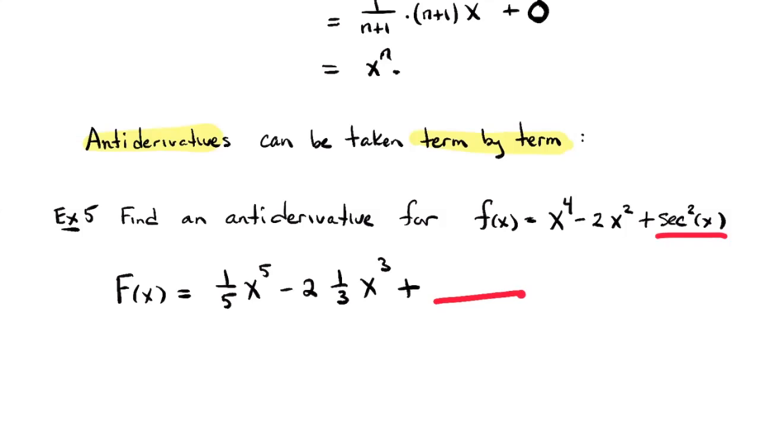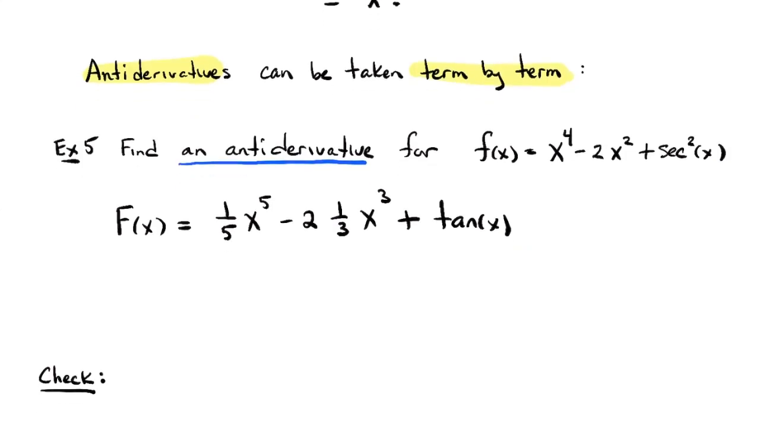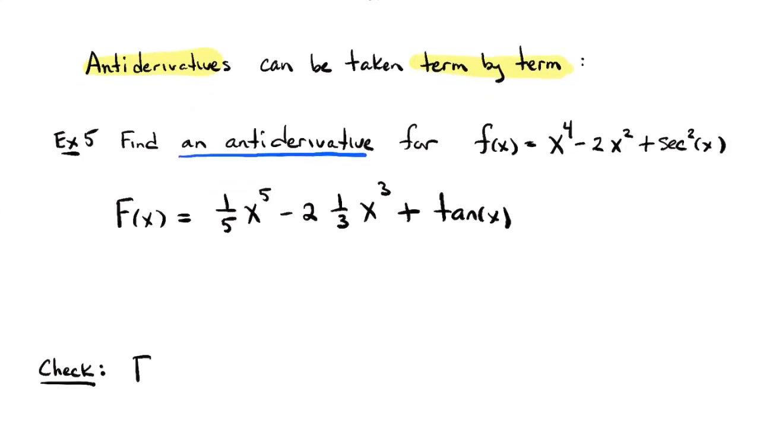Have you ever differentiated something and gotten secant squared? Yeah, you have, and me too. It was tangent. The derivative of tangent is secant squared. So our directions were to just find an antiderivative for this function. So there you go. And you can check it. You can always check an antiderivative problem by differentiating.